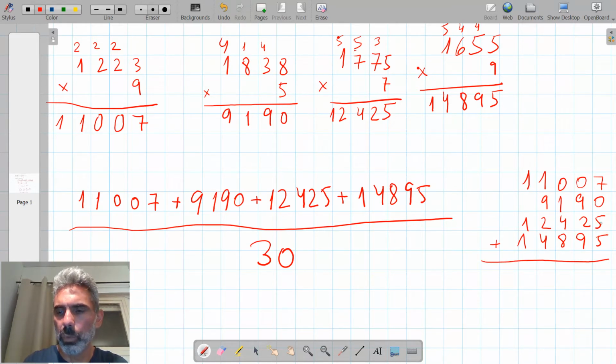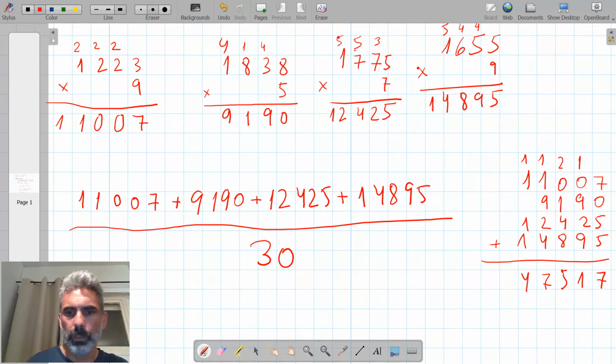7 plus 5 is 12. 12 plus 5 is 17. 1 plus 9 is 10. 10 plus 2 is 12. 12 plus 9 is 21. 1 plus 9 is 10. 10 plus 11 is 21. 2 plus 1 is 3. 3 plus 4 is 7. 7 plus 8 is 15. 1 plus 1 is 2. 2 plus 9 is 11. 11 plus 2 is 13. 13 plus 4 is 17. 1 plus 1 is 2. 2 plus 1 is 3. 3 plus 1 is 4.